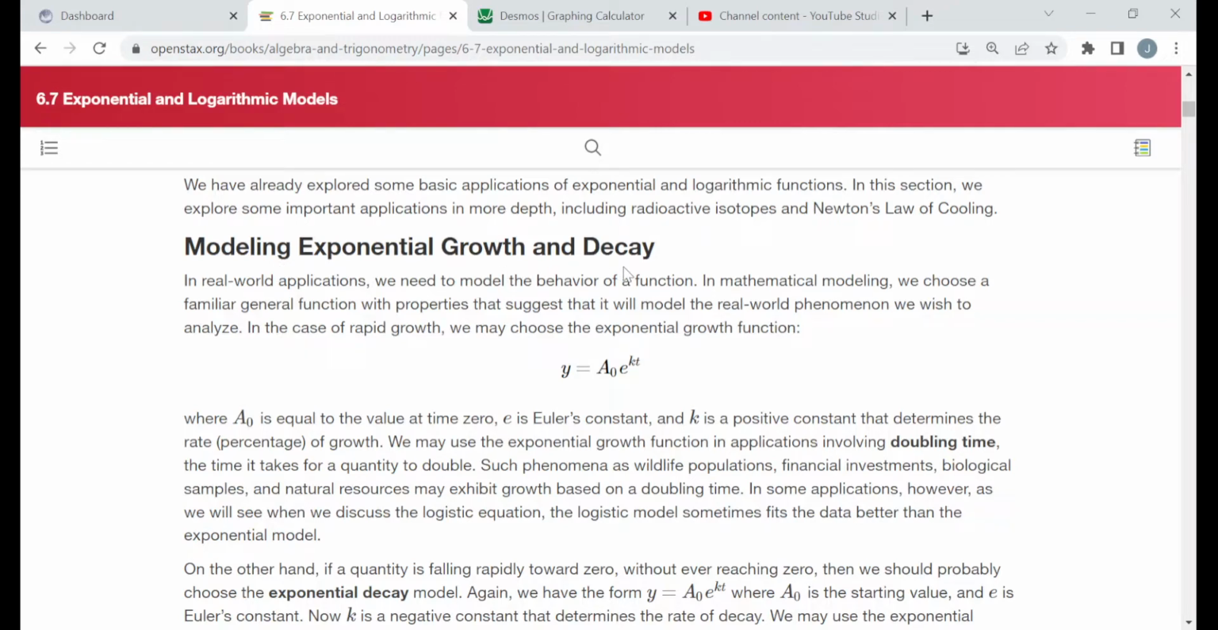Each example I do is either going to be an example from the reading, or one of the try it problems from the reading, or one of the exercises at the end of the section that's related to this particular objective. For the examples I'm going to be doing, we're going to be working with this kind of function every single time: y equals a sub 0 times e to the kt, where a sub 0 is some initial amount of a substance.